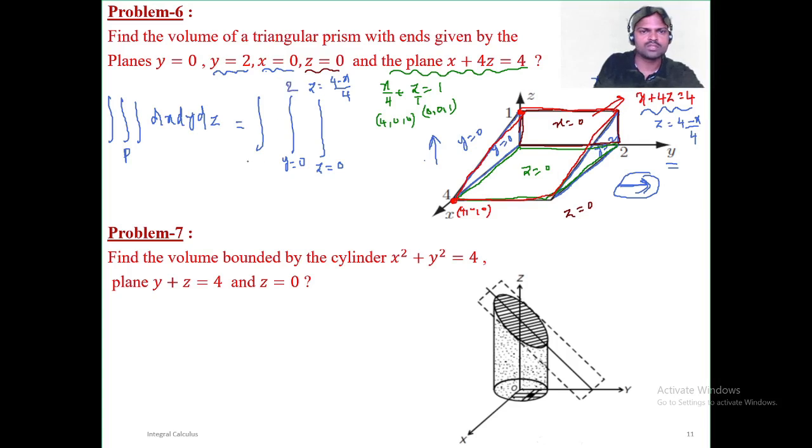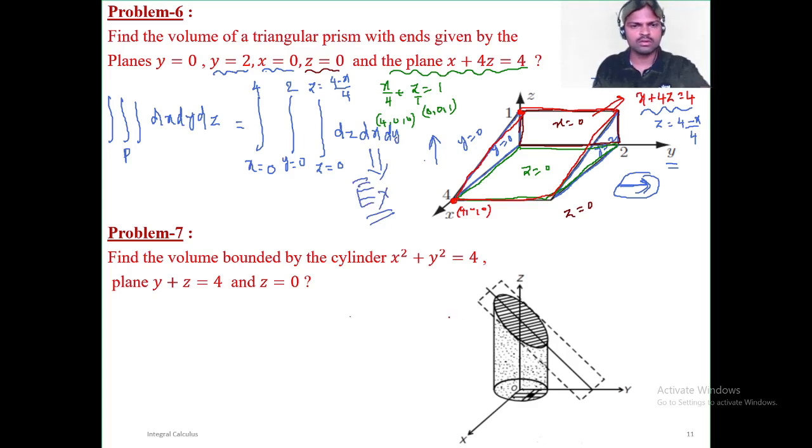Next, x limits we are supposed to supply. x should vary in this direction, from here to here, starting from x is 0, ending at 4, since this plane intersects the x-axis at 4. Therefore the x limits are 0 to 4. That's it. Since z is dependent, first integrate with respect to z, and the remaining two variables x and y are independent, so you can do dx or dy next. Evaluate this, take it as an exercise.